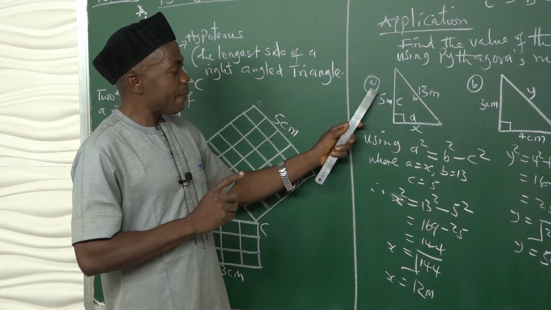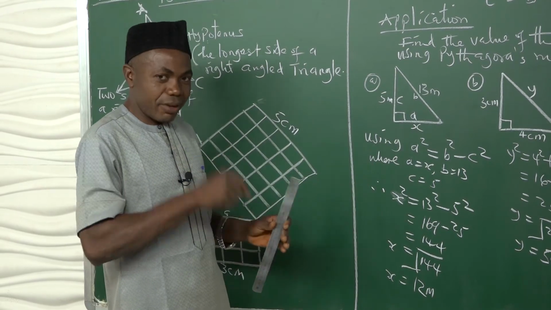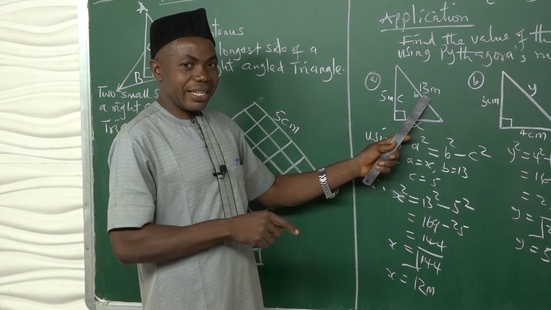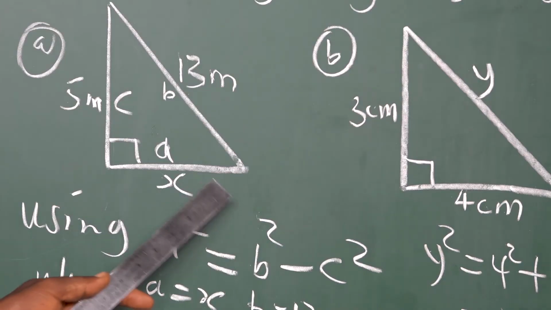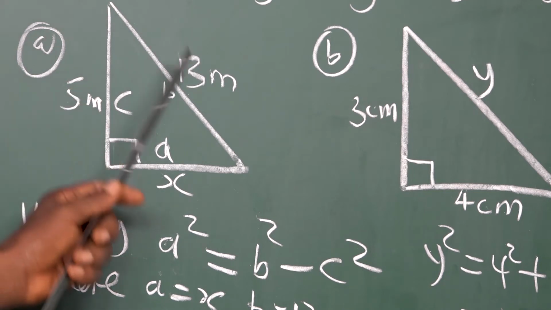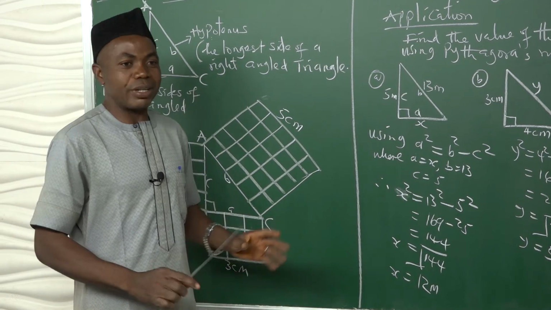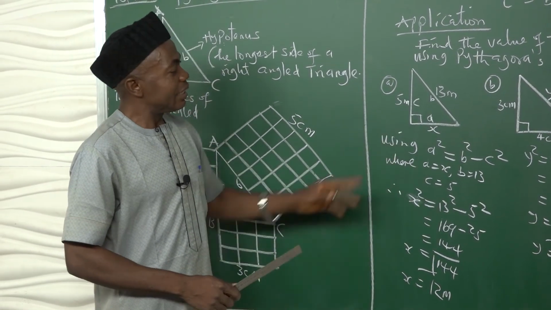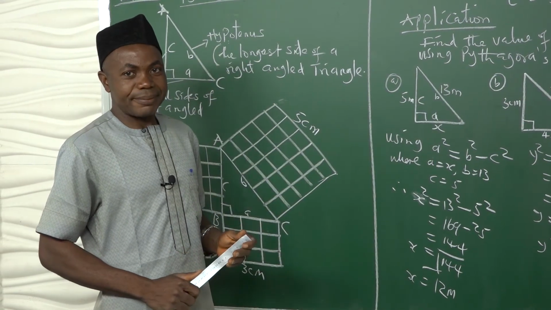5 squared plus 12 squared must, underline the word must, give you 13 squared. And 13 squared is 169. If you add 144 plus 25, it must give you 169. In that case, even before your teacher goes through your work, you have given yourself assurance that you've gotten this answer right, because the three sides have formed what we call Pythagoras triple.